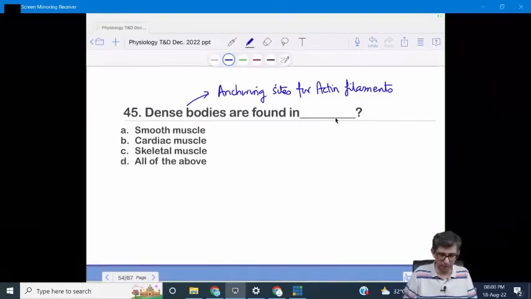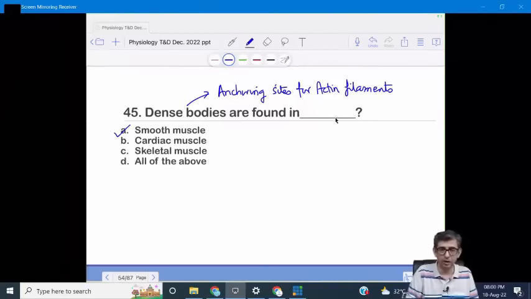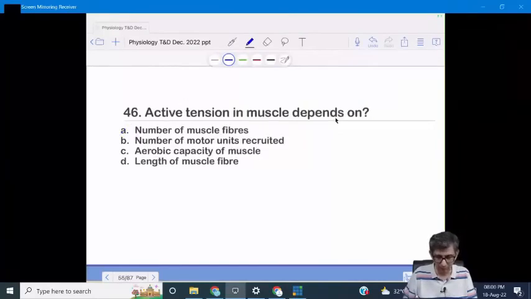Yes, guys. Dense bodies are found in the smooth muscle and they are the anchoring sites for actin filaments. Answer to 45 is option number A. Repeat question from the previous year exams. Coming to 46.